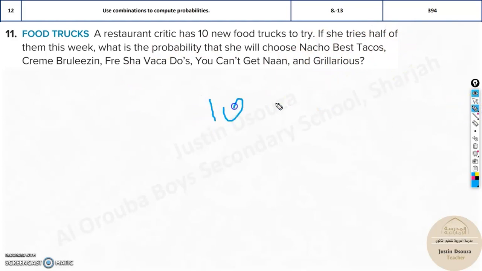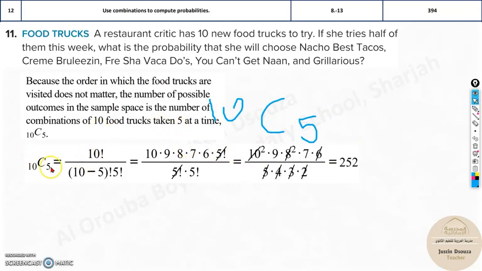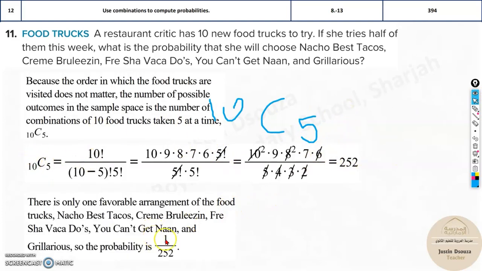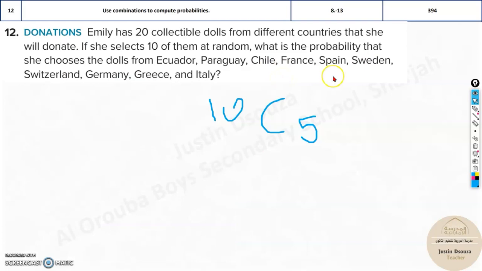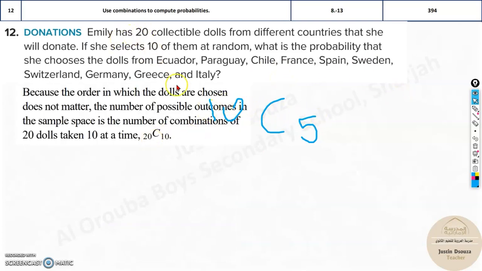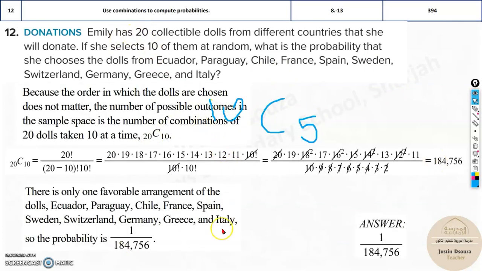5. So the answer is 10C, half of 10 is 5. That's it. 10C5. You'll get 252. 1 divided by 252 is the answer. Because to get this combination, there is only one possible way. Same way you can try others. Over here, it'll be 20C10 given and divide that by 1.